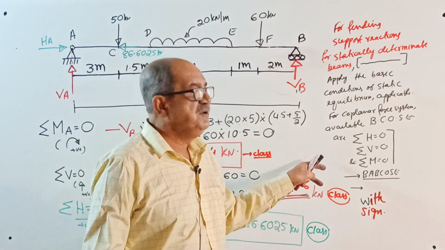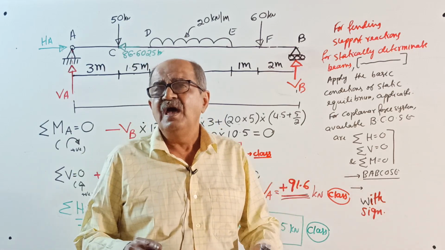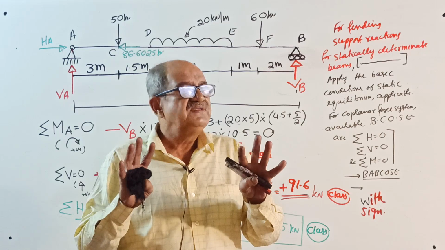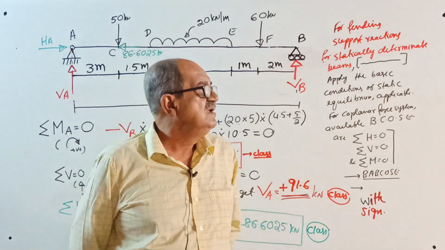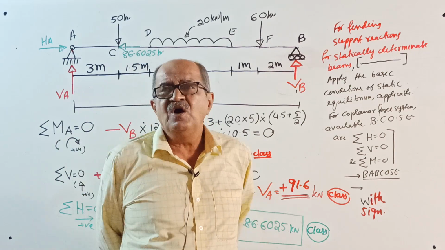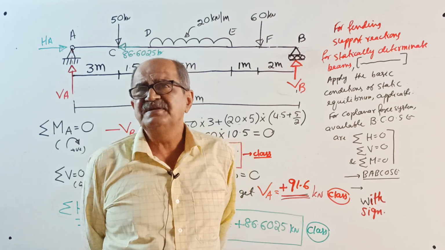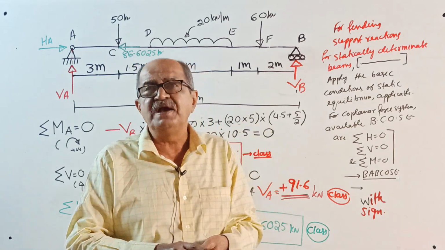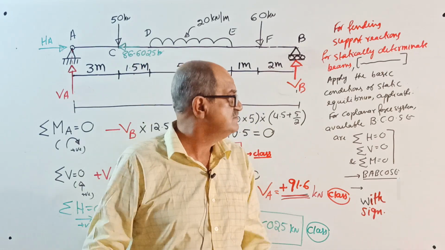See, if you get plus, it means the assumed direction is correct. Enter the value with the same direction, without sign. If you get negative, you enter the reaction in a direction opposite to the assumed, but again without sign. In the final answer, no plus or minus.